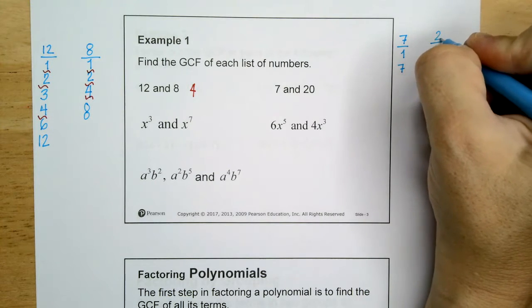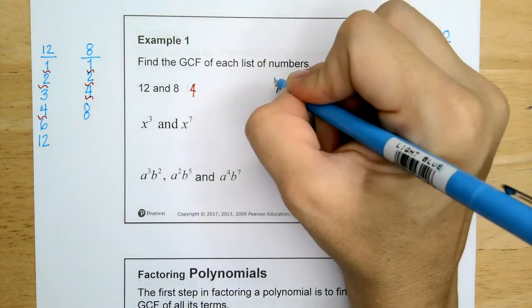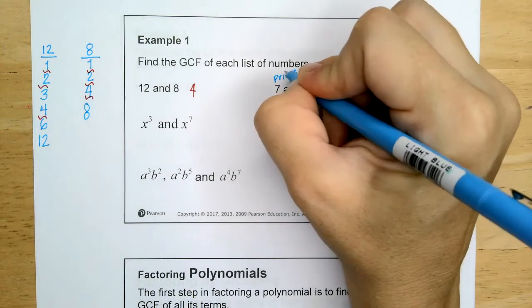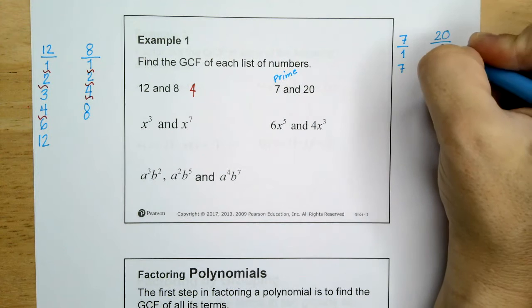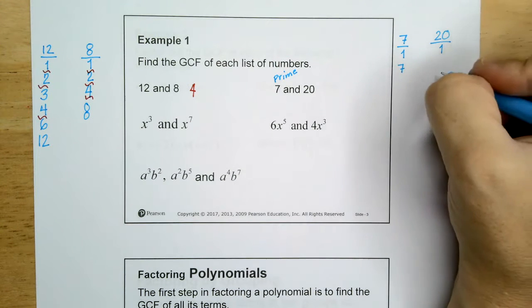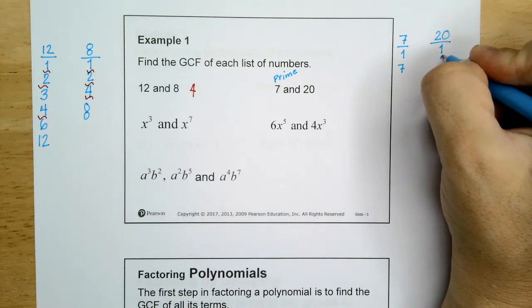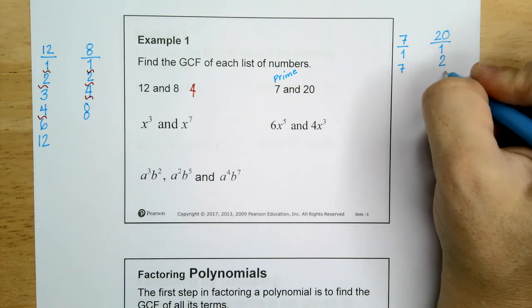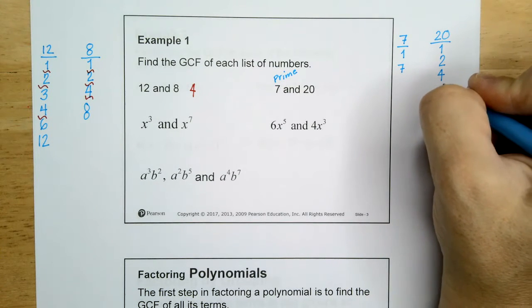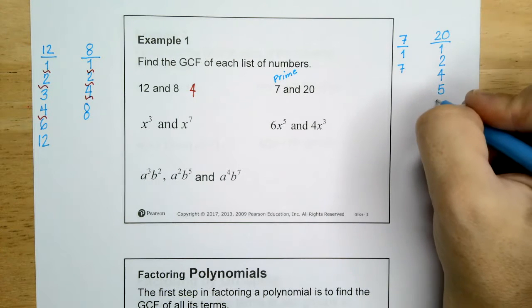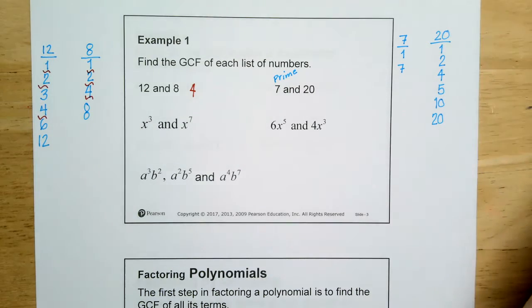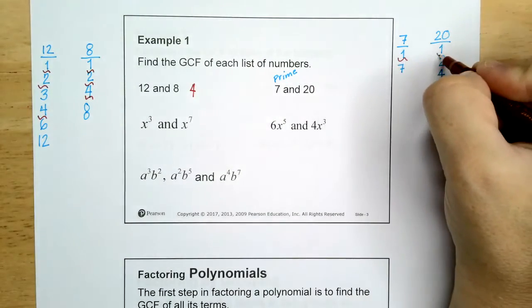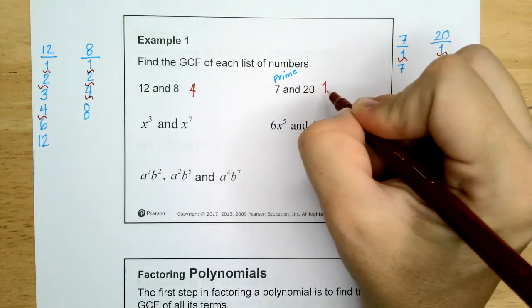So I think you can see that it does not matter how many factors 20 has, right? 7 only has 2. So 20 we can divide by 1, we can divide it by 2, we can divide it by 4. If we divide it by 4, we get 5. If we divide it by 2, we get 10. And if we divide it by 1, we get 20. So those are the factors of 20, but the only common factor is 1.